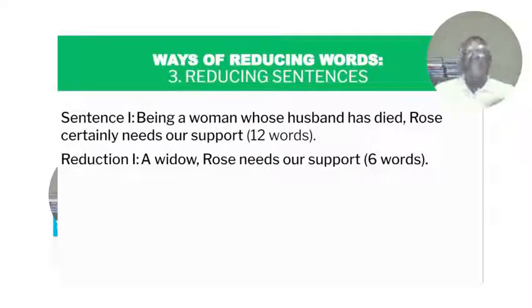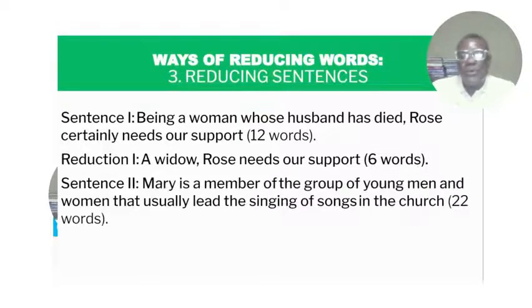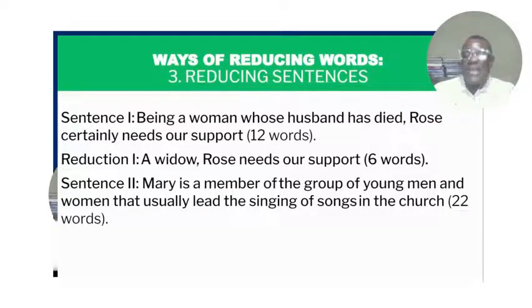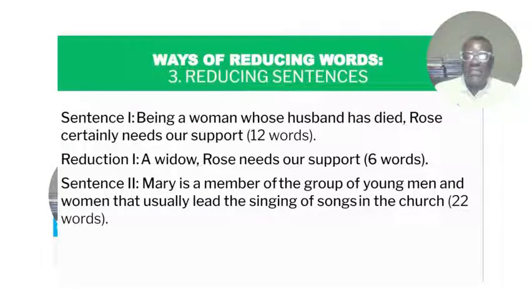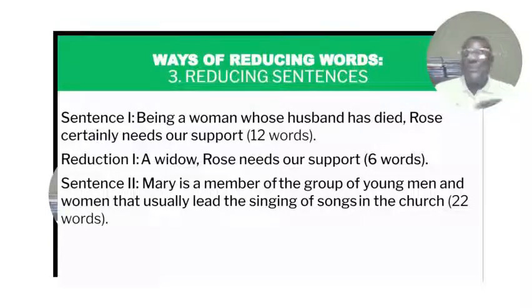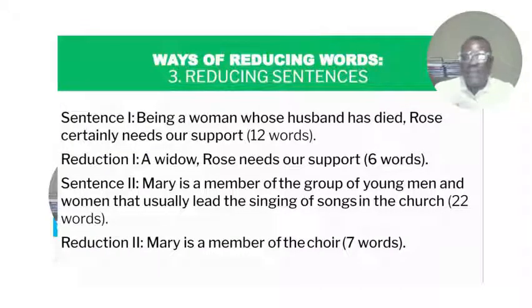So we change a sentence of 12 words to a sentence of 6 words. Another example: Mary is a member of the group of young men and women that usually lead the singing of songs in the church. Now, a group of people who lead the singing of songs in the church can be called the choir, and so that helps us to reduce the long sentence of 22 words into a very short sentence of 7 words. How do we do it?